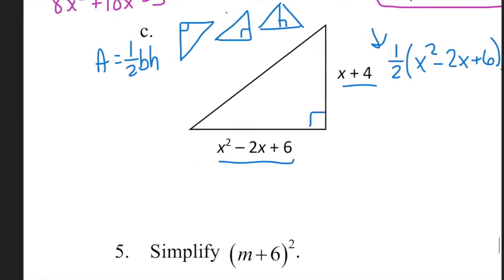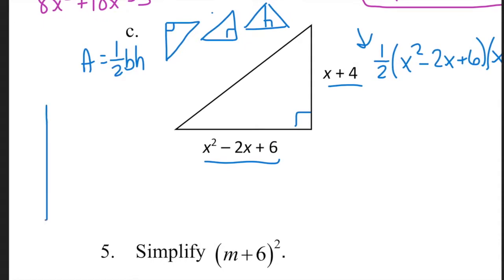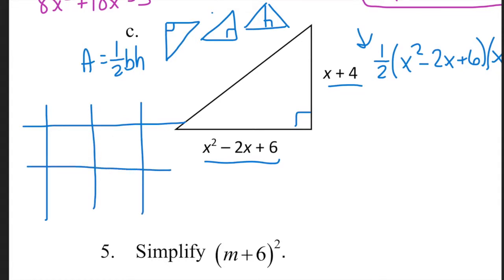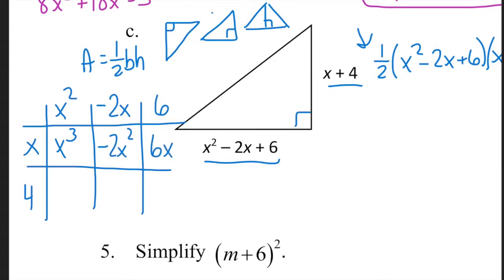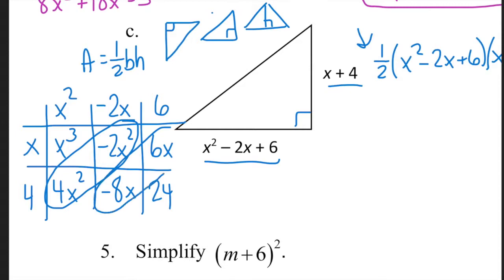So let me come over here where I have some space. And this box is going to have a trinomial and a binomial. So we're going to have x squared, negative 2x, 6, x, and 4. So x times x squared is x to the third. X times negative 2x is negative 2x squared. X times 6 is 6x. 4 times x squared, 4x squared. 4 times negative 2x, negative 8x. And 4 times 6, 24. You have two sets of like terms here and here.